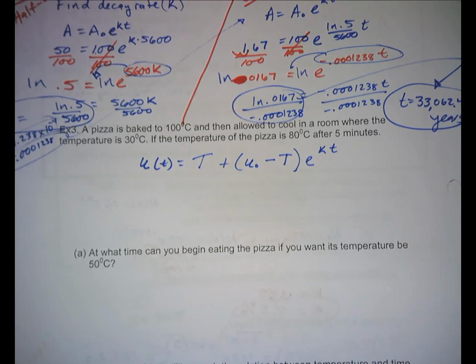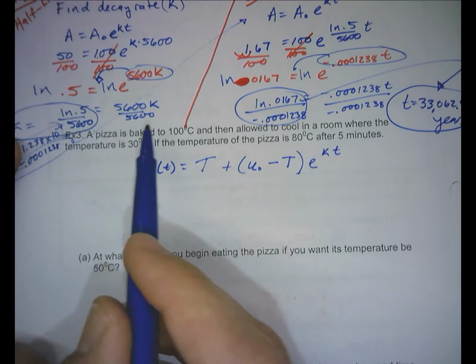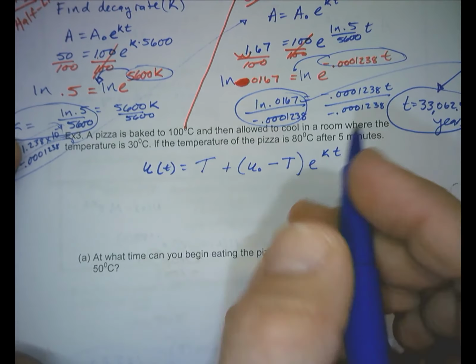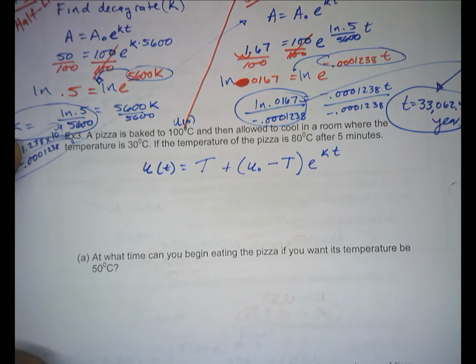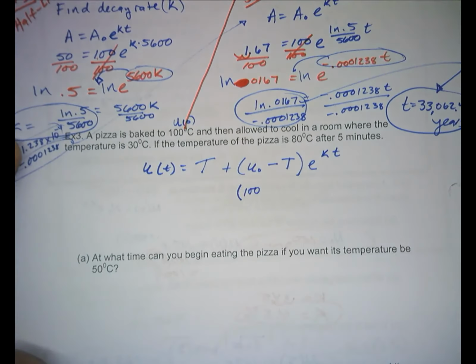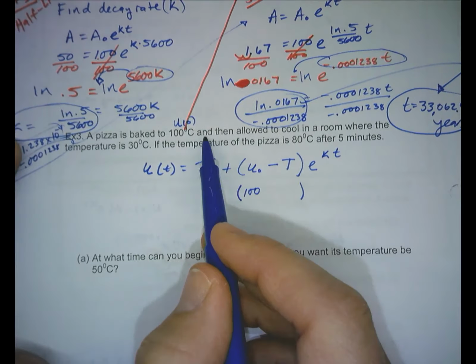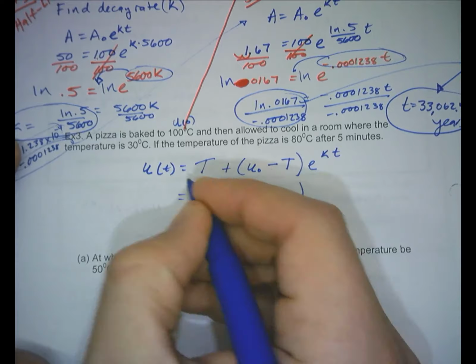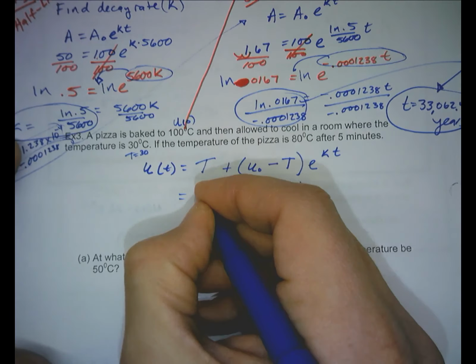Okay, so we take a look. It says that pizza is baked at 100 degrees Celsius. So when it comes out, U sub zero is 100 degrees Celsius. Well, that's a hundo. And then allowed to cool at room temp where the temperature is 30 degrees Celsius. So room temperature, big T, is 30.